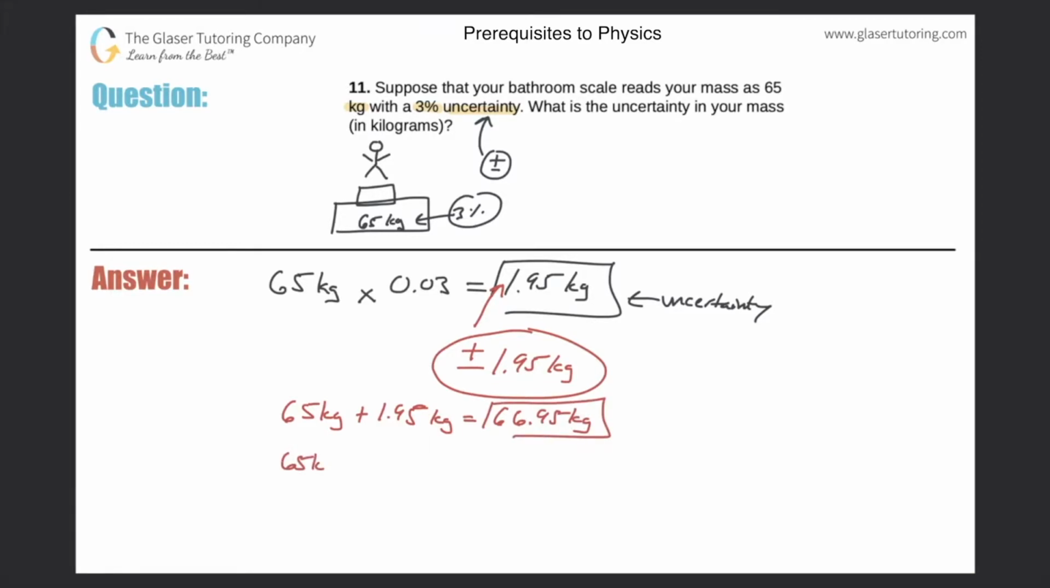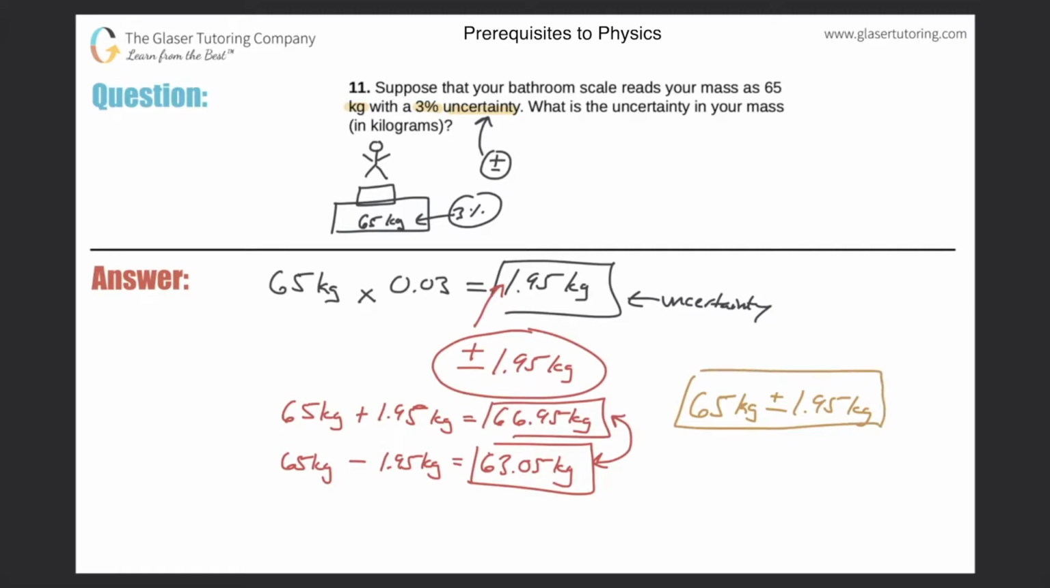And then to find the lower limit of the uncertainty, just subtract the 1.95 kilogram value. So the lower bounds will be 65 minus 1.95. So it comes out to 63.05 kilograms. So this would be the range that I just drew right in here. Okay. And again, you can write it that way. Another way to write it in a condensed fashion would be to write something in this fashion. 65 kilograms plus or minus 1.95 kilograms. That would be a condensed way to write it instead of writing the upper and lower bounds. But all these should be acceptable.